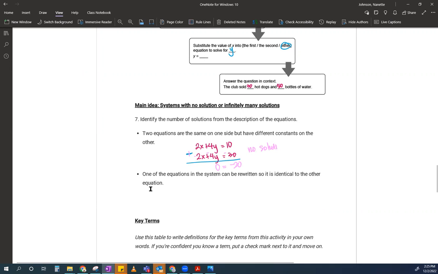Okay. So this one says one of the equations of the system can be rewritten so it's identical to the other equation. So for example, I'm just going to make up x minus 2y equals 10. And then I'm going to multiply this equation by 2. So I get 2x minus 4y equals 20. So notice they're exactly the same equation. Okay. So this is called infinitely many solutions.